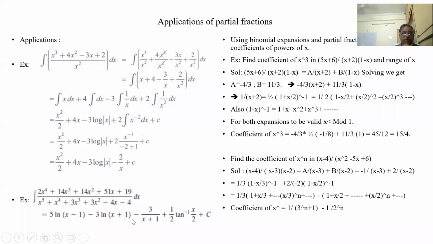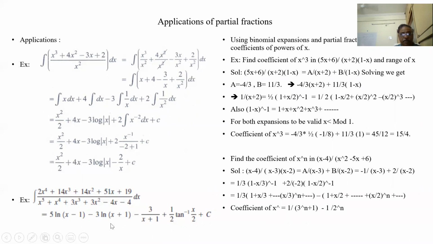From the answer, we can see that it is having a factor of x minus 1, A by x minus 1, A is 5. It is having a factor of x plus 1, B by x plus 1. It is also having a factor of x plus 1 whole square, because when I integrate, it is becoming minus 1 by x. So x plus 1 whole square is also having x plus 1 and x plus 1 whole square. So now x plus 1 into x plus 1 whole square.